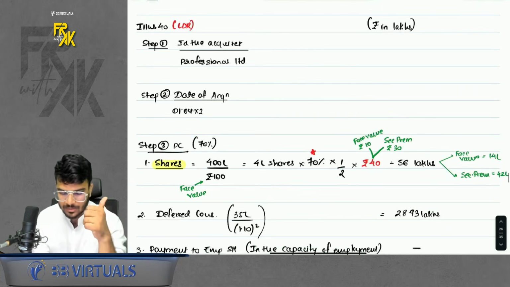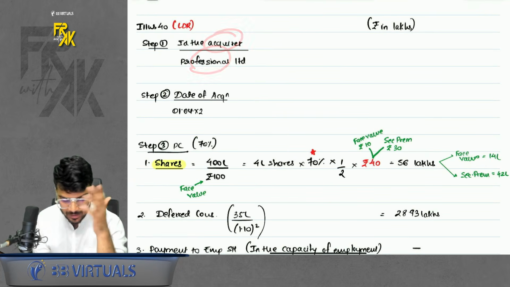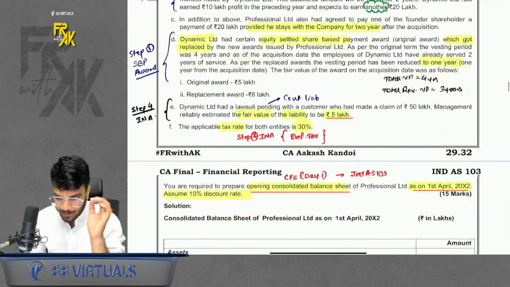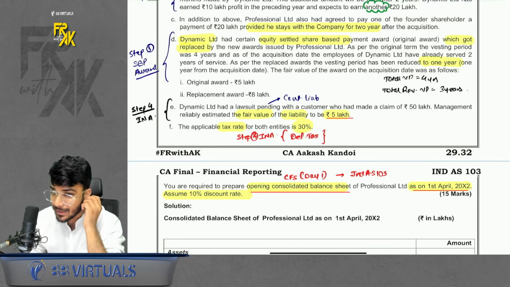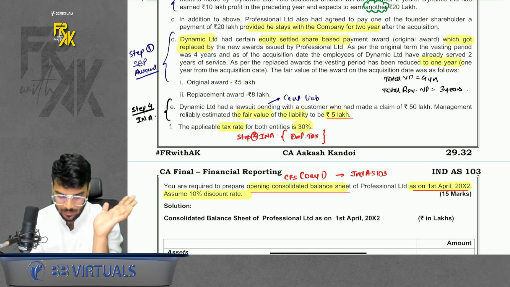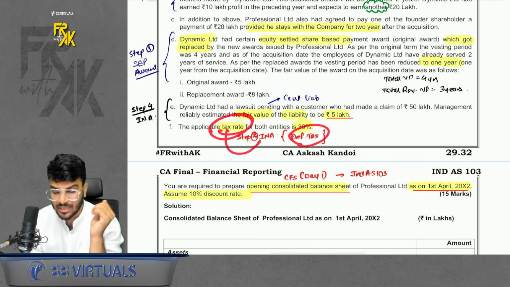So step number 1 was the acquirer, it is the professional. Step number 2, date of acquisition. Step number 3, PC. Then step number 4. Now let's read the remaining adjustments also. The remaining adjustment says one is that there is a contingent liability worth 5. So we will take this over in your INA. Then the tax rate is given, so even deferred tax will come in INA.